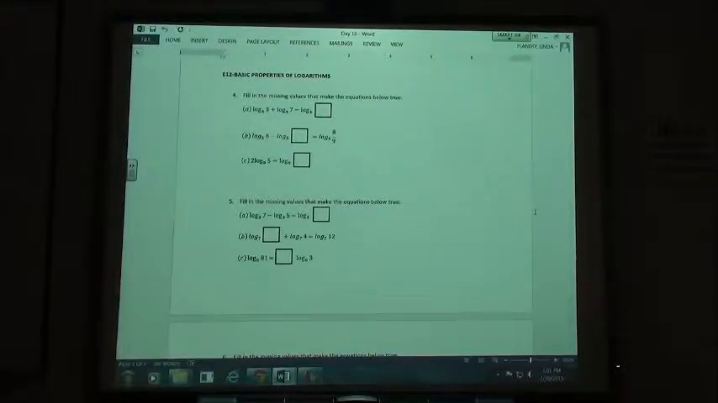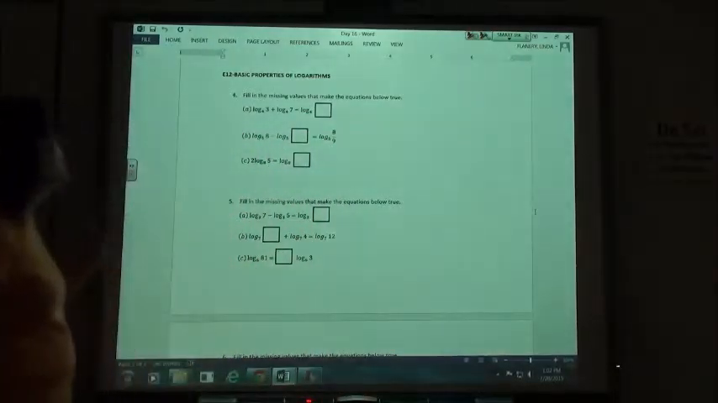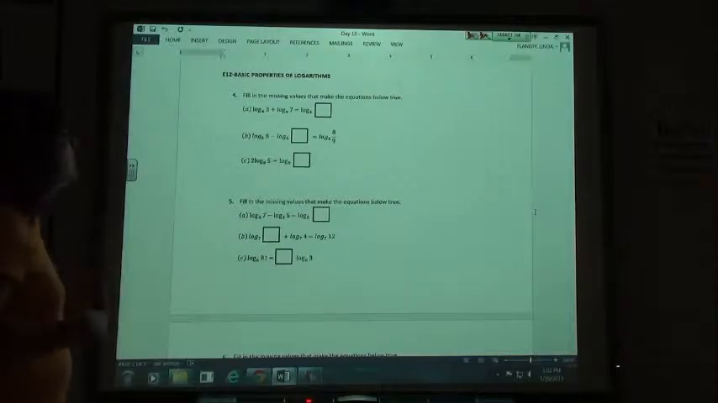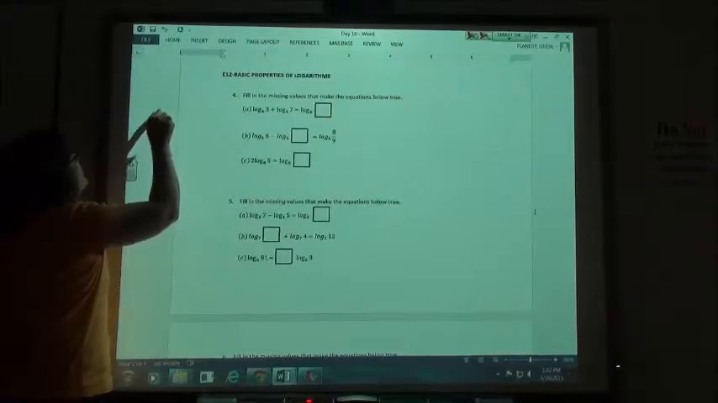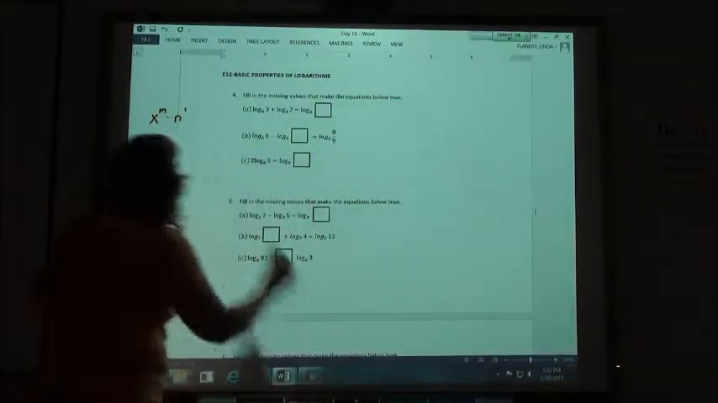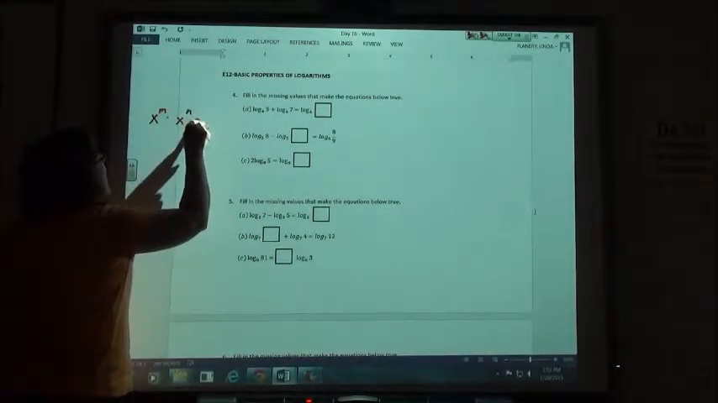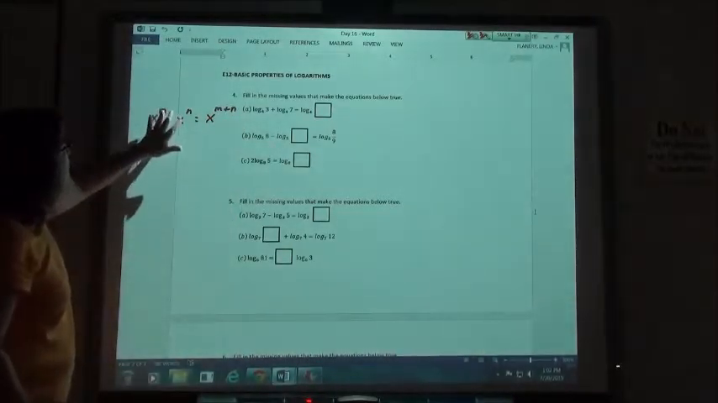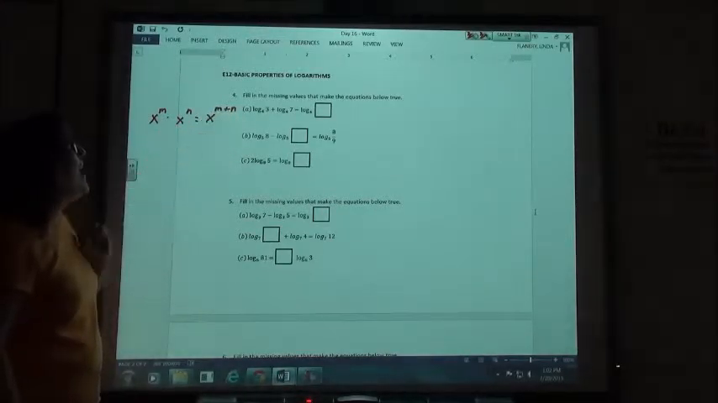All right, 4, 5, and 6, the basic properties of logarithms. Keep in mind that logarithms are inverses of exponential functions, so their rules are also inverses. If I think about an exponential function, if I'm doing x to the m times x to the n, I get x to the m plus n. So with an exponential function, when I'm multiplying with the same base, I add the exponents.